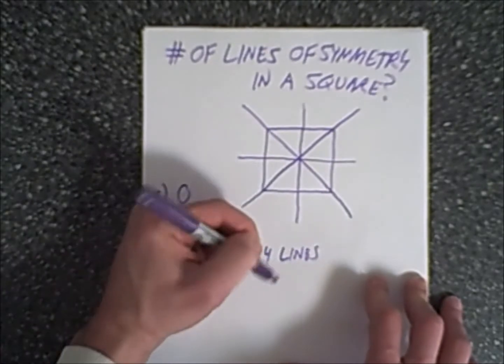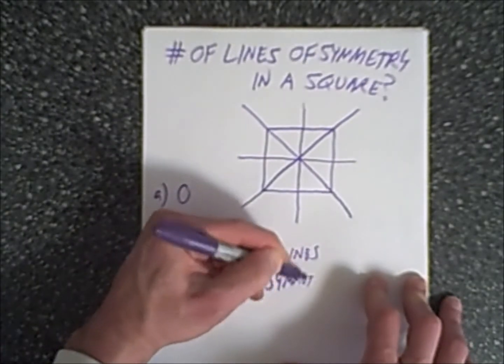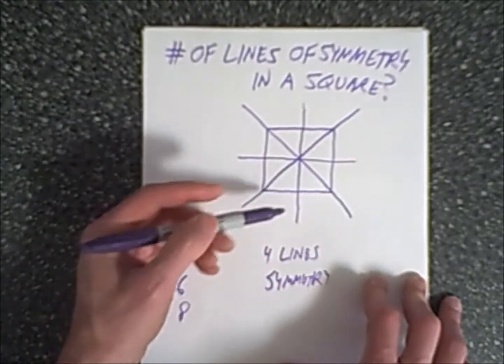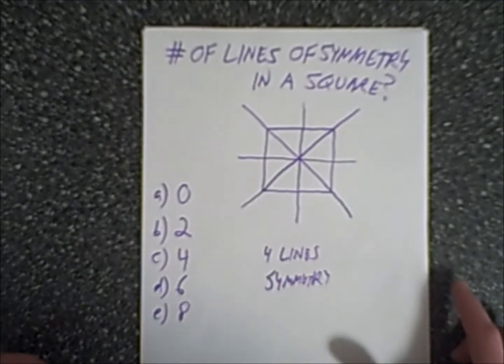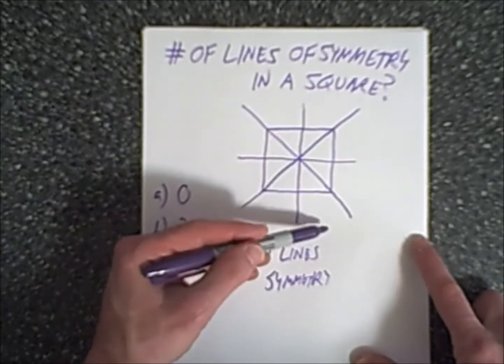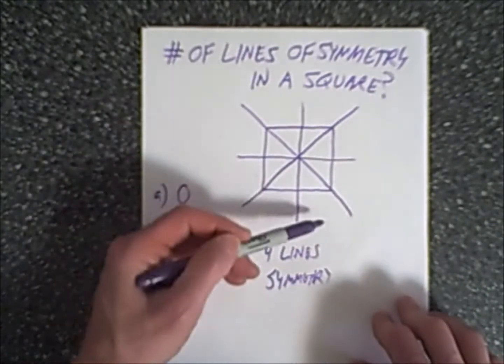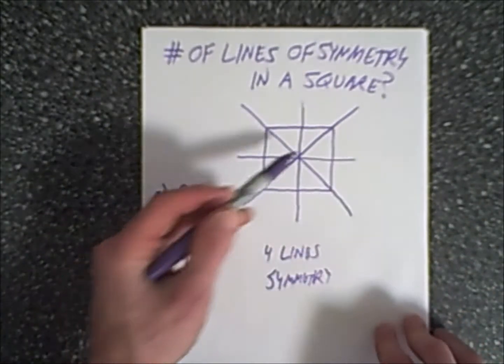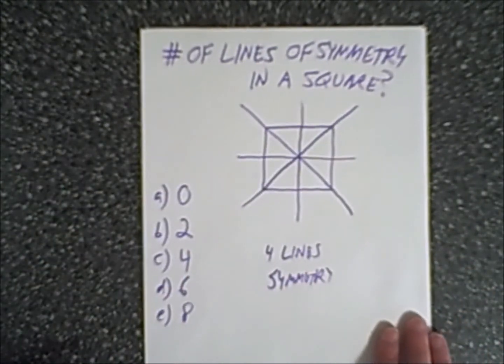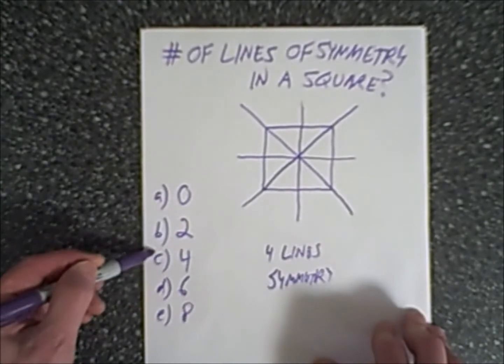And we need to figure out, are there any more? And again, we continue around. What we discover is there are no more. If we were to draw a line through here, we could not fold the paper over that line and get a clean fit between the two sides. So the answer to this is 4.